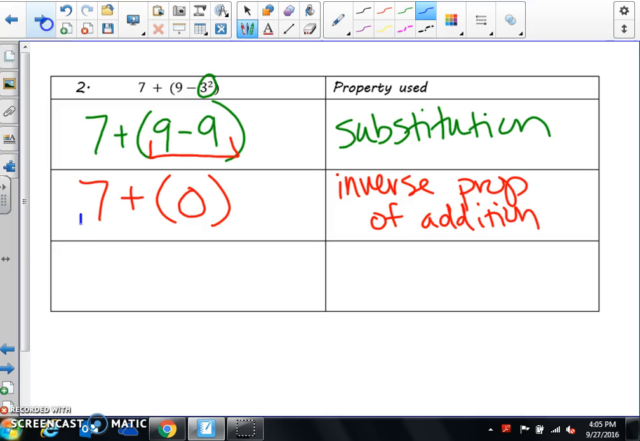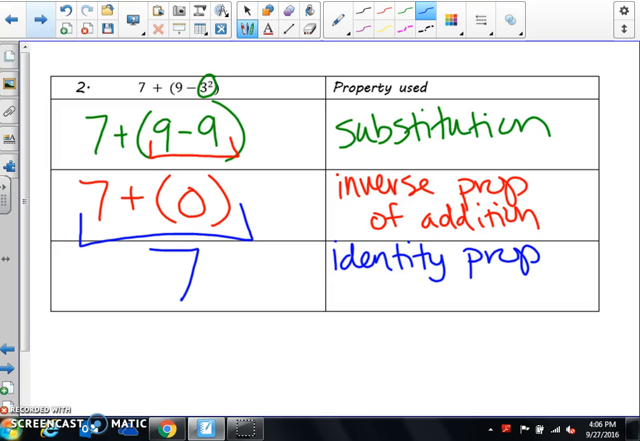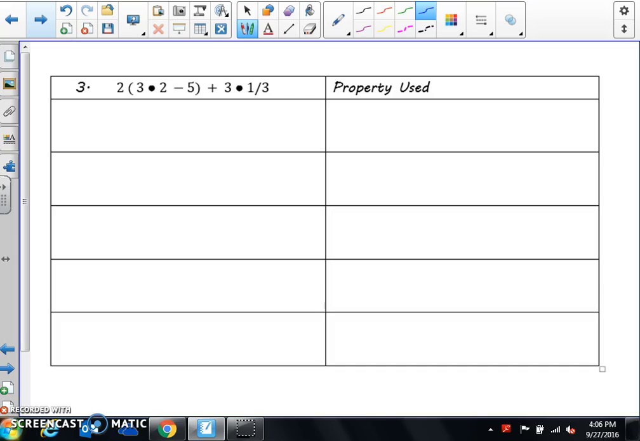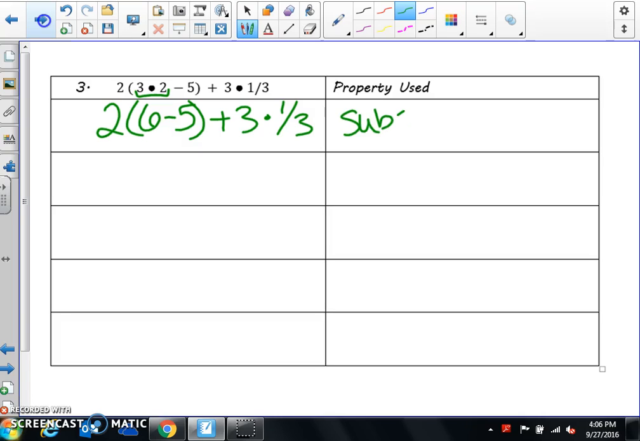Okay, and then last but not least, 7 plus 0 is 7. Did 7 get to keep its identity? Yes. Therefore, this is the identity property of addition. All right, next one. Let's start off right here. So 3 times 2 is 6. Bring everything else down. Okay, so what tells me that 3 times 2 is 6? Nothing, so that's substitution.